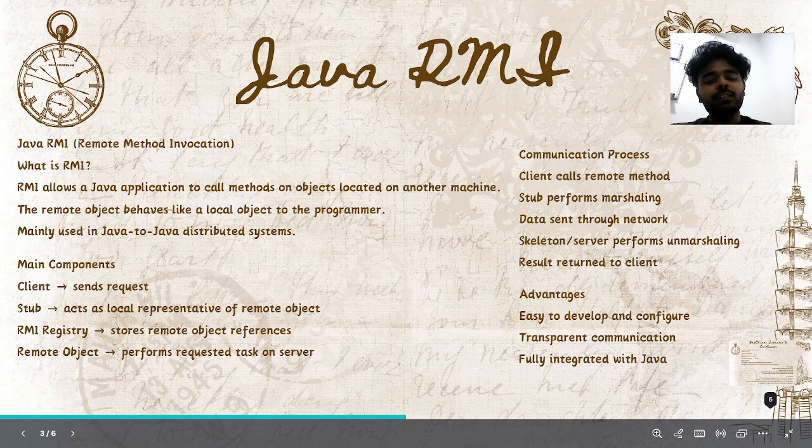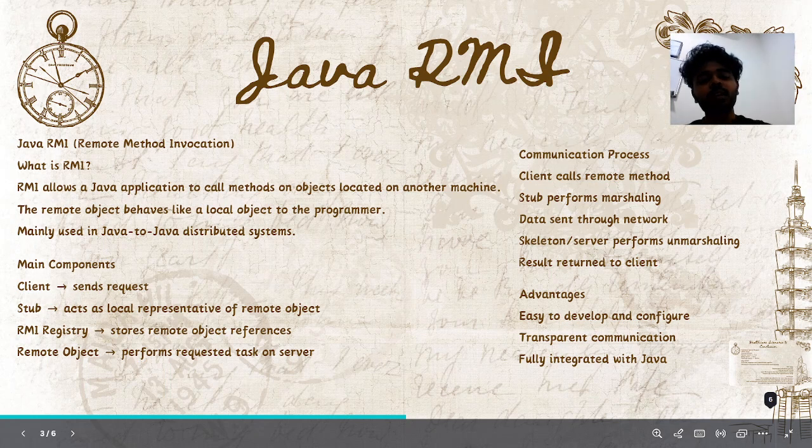The RMI architecture mainly involves four components. First is the client, which sends the request. Second is the stub, which acts like a representative of the remote object on the client side. Thirdly, we have the RMI registry, which works like a directory service where remote objects are registered and searched by name. And finally, the fourth is the remote object itself on the server side, which performs the requested task.